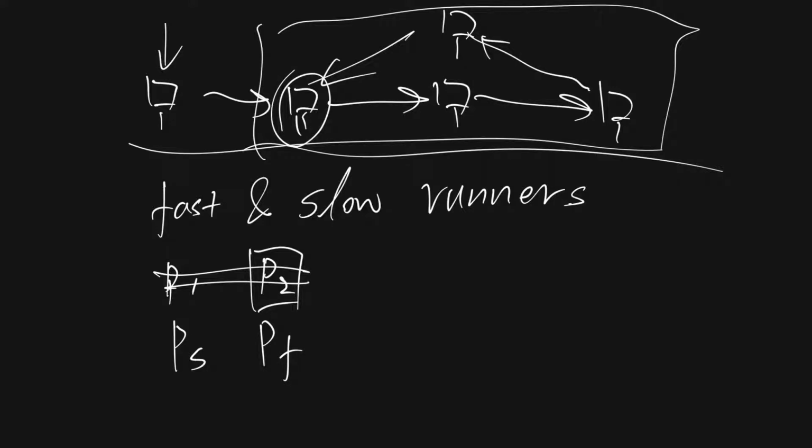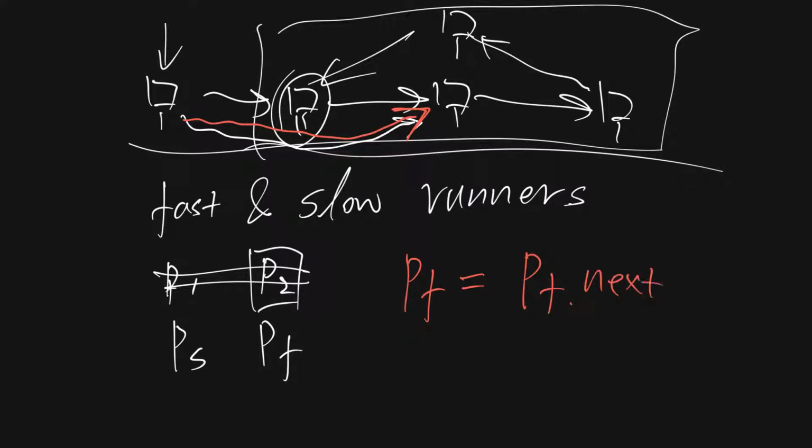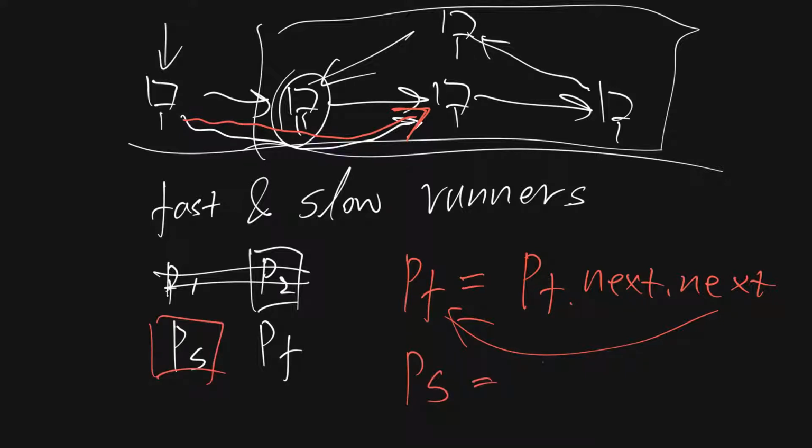So the pointer fast will go 2 nodes per time. Every time you iterate, PF equals PF's next next, so you go 2 steps ahead. And PS is a standard pointer. Every time you iterate, it will just be PS next. So it goes 1 step ahead.